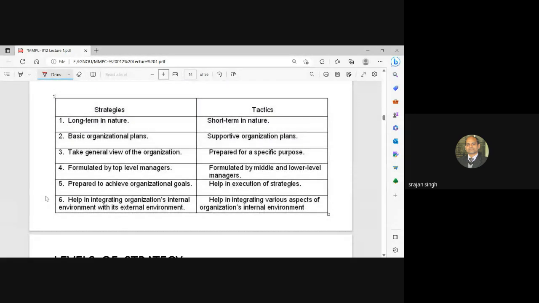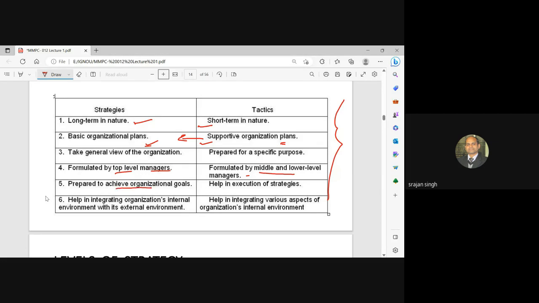Next is a screenshot from the IGNOU study material itself: the difference between strategies and tactics. Strategies are long-term in nature. We know that tactics are short-term in nature. Strategies are basic organizational plans, and tactics are supportive organizational plans, meaning tactics support strategies or other plans. Strategies take a general view of the organization, whereas tactics are prepared for a specific purpose. Strategies are formulated by top-level management, whereas tactics are formulated by middle and lower-level managers.